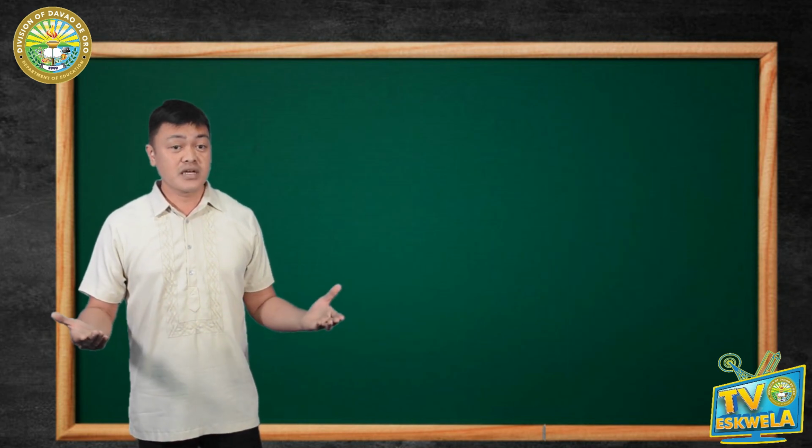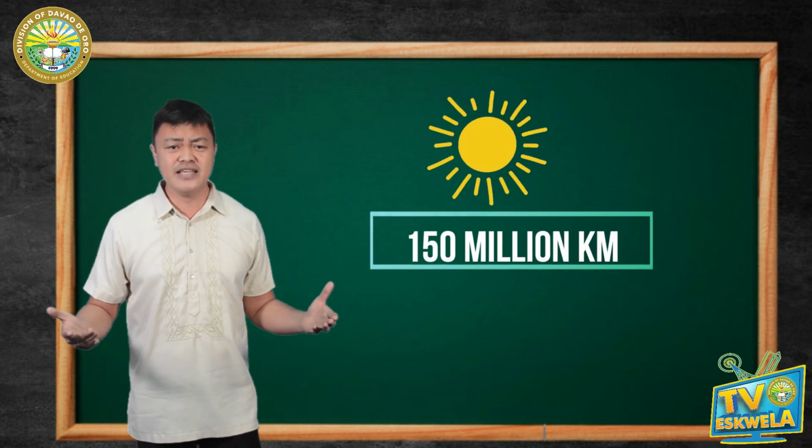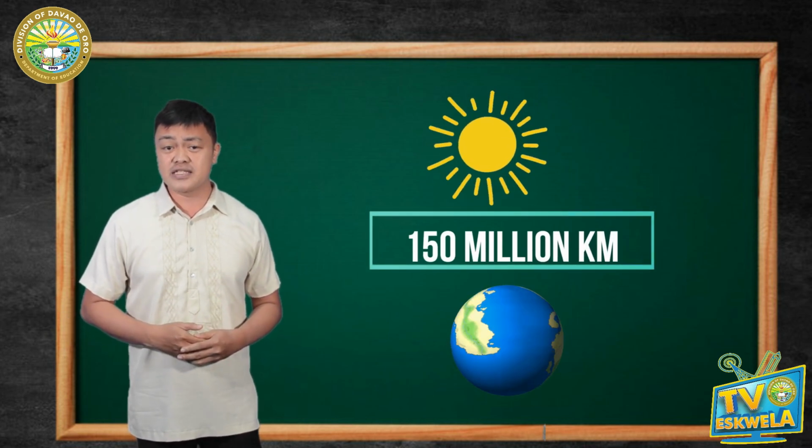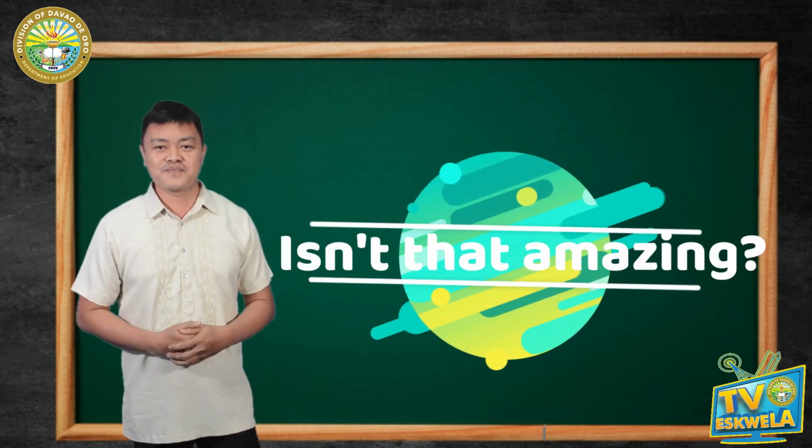So, as the wavelength decreases, the frequency of the wave increases. And do you know that light from the sun travels the 150 million kilometers to Earth's surface in just about 8 minutes? Isn't that amazing?